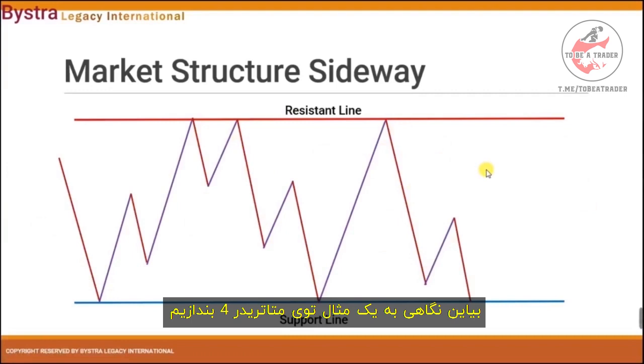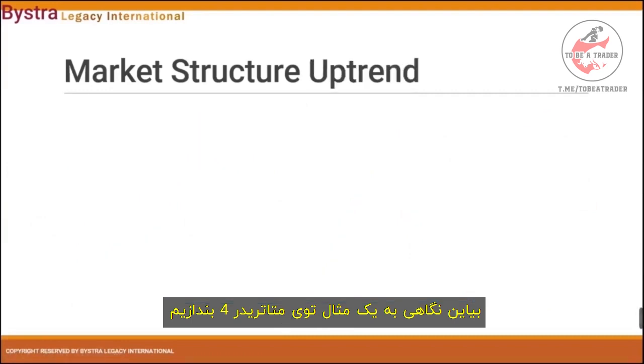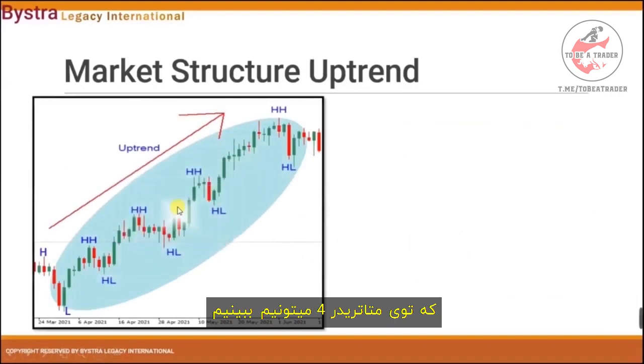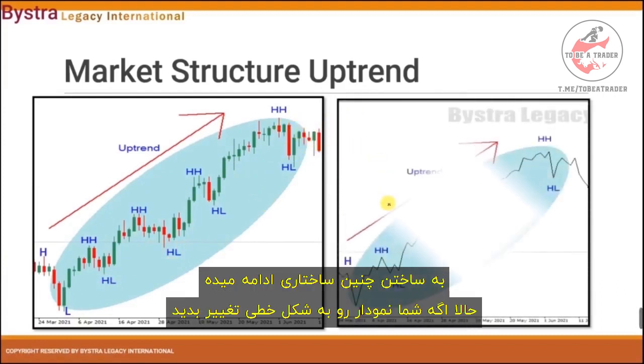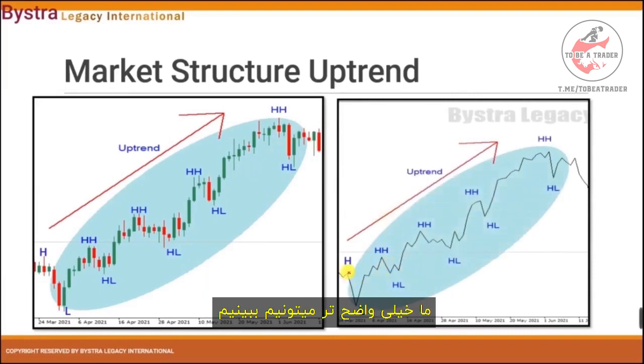Now let's look at the example of the MT4 chart. Here on the market structure uptrend, you can see in the MT4, it creates a high, low, higher high, higher low, higher high, higher low. It keeps going on doing the same structure. Now if you change it to the line chart, you can see even clearer. This is your high, this is your low, your higher high, higher low, higher high, higher low, and continue. The uptrend will only have these four structures, which are the high, low, higher high, and higher low.